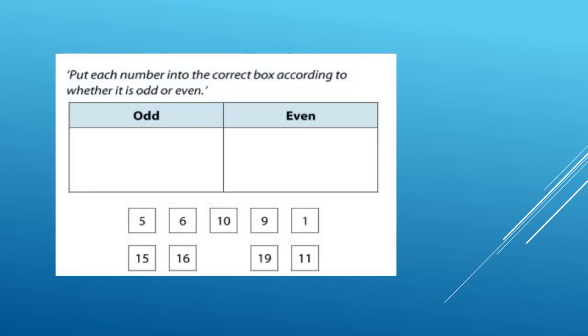The last task I'd like you to do is on one side of your piece of paper write odd, and on the other side write even. Can you put these numbers into the correct box for me? So put each number into the correct box according to whether it is odd or even. This is the last task I'd like you to do with me, and then please make sure that you complete your home learning pack. You can pause the video and give it a go, or ask your parent for help.